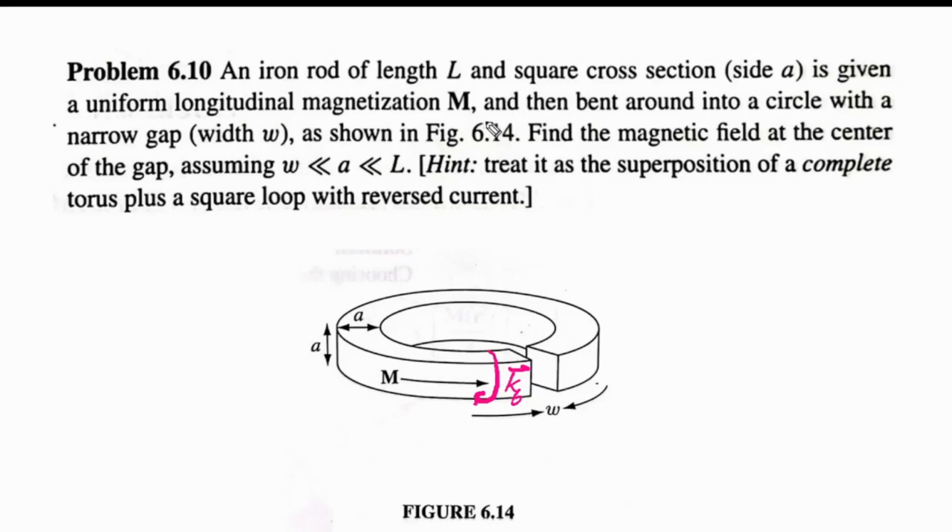So the next section says, and then bent around into a circle with a narrow gap width W, as shown in figure 6.14. So find the magnetic field at the center of the gap, assuming the width is much smaller than A, and A is much smaller than length. And Griffiths is very courteous to give us a hint here that says treat it as a superposition of a complete torus plus a square loop with reversed current.